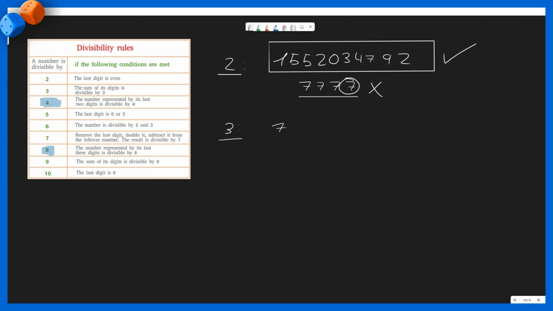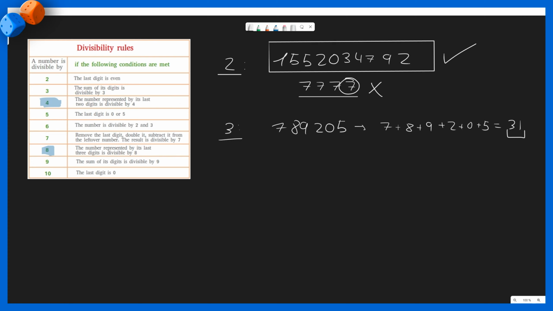A number, let's say 7,089,205, is divisible by 3 if the sum of all the digits is divisible by 3. Now, in this number, we would have to sum 7 plus 0 plus 8 plus 9 plus 2 plus 0 plus 5, which equals 31.